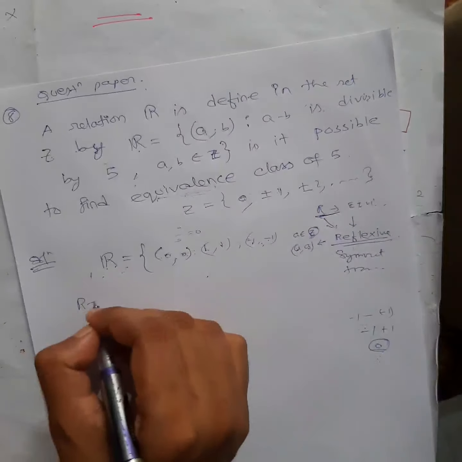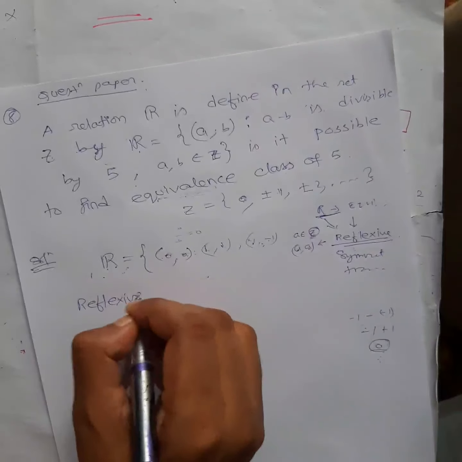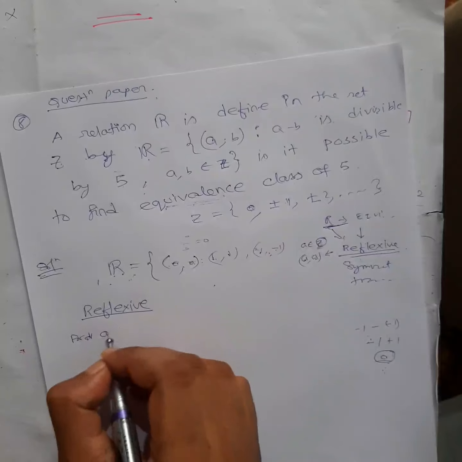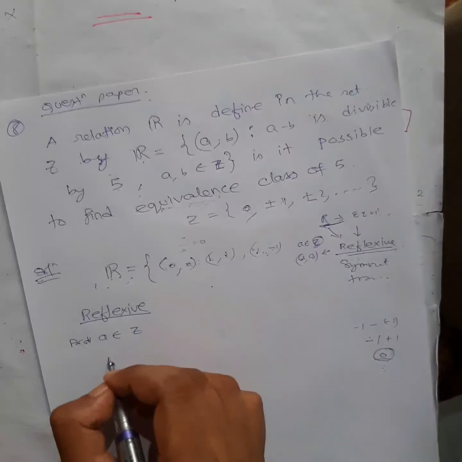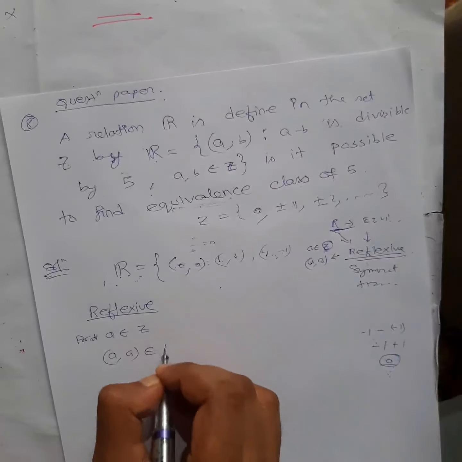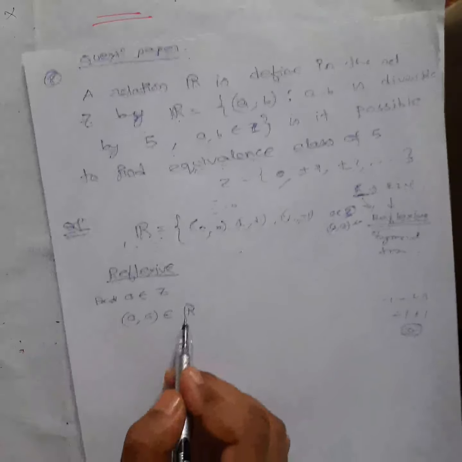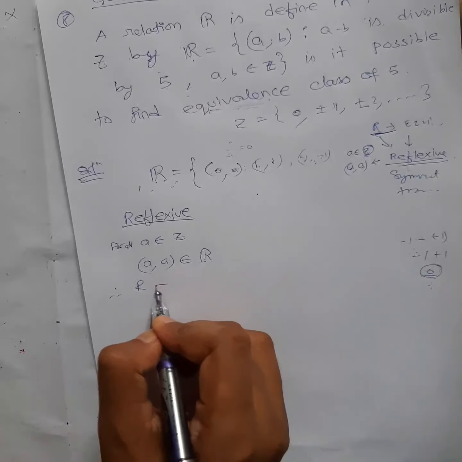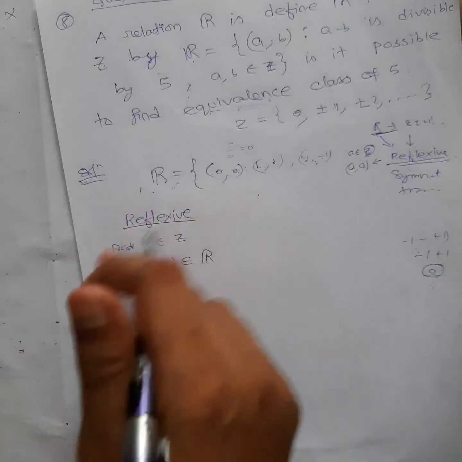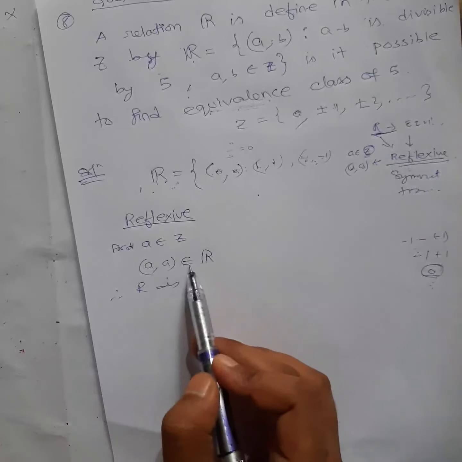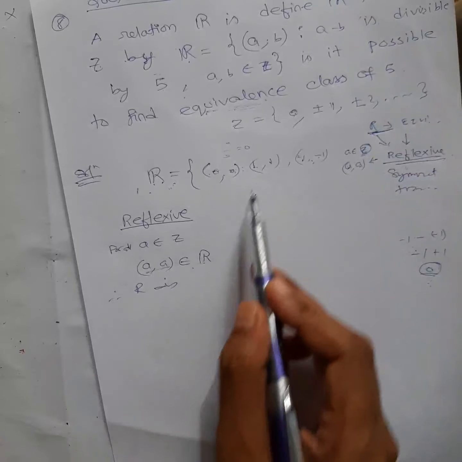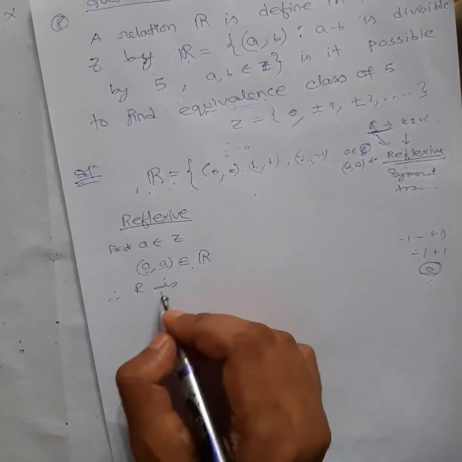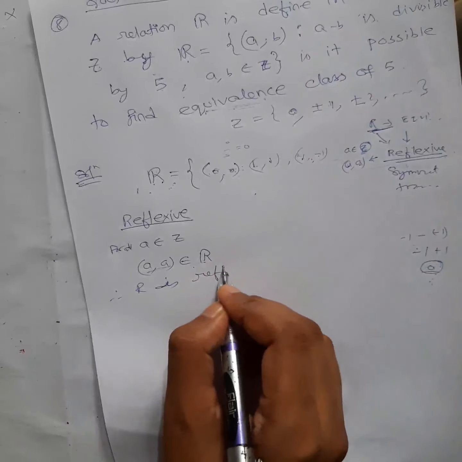So how do we write it in general form? For all A belongs to Z, (A,A) belongs to R, right, in the relation set. Can I write it this way? Therefore R is reflexive. You can see the writing portion is very simple. I have written it in general form, but you need to understand this practically first. Don't simply write this. So R is reflexive.